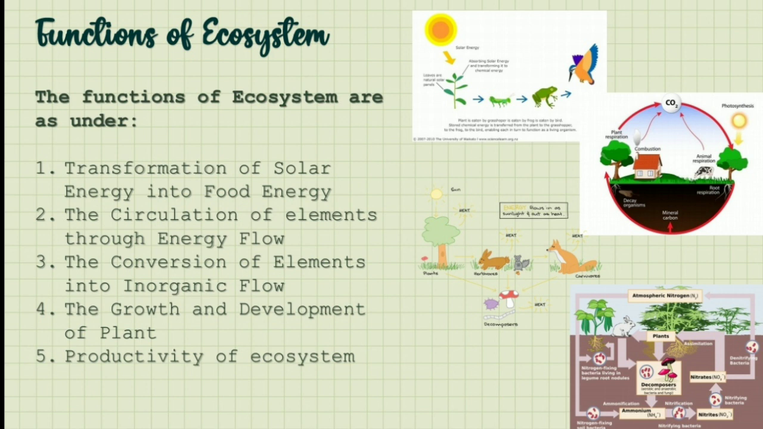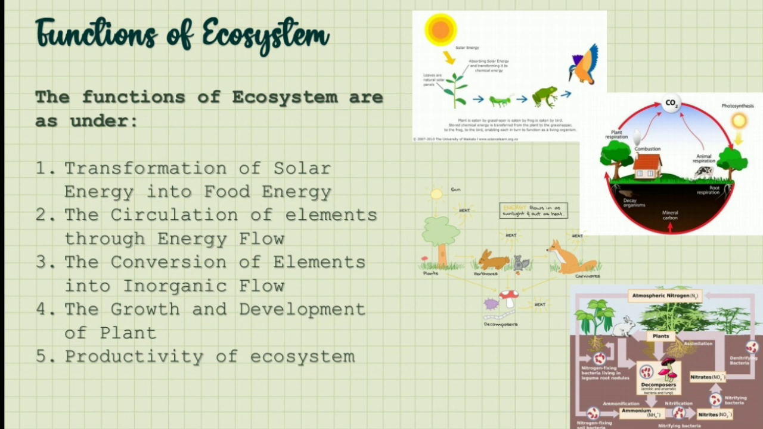First, we have transformation of solar energy into food energy. In this case, plants convert light energy into chemical energy through a process known as photosynthesis. Most of this energy is stored in compounds called carbohydrates. So the plants convert a tiny amount of the light they receive into food energy, absorbing solar energy and transforming it to chemical energy. Leaves are natural solar panels. A plant is eaten by a grasshopper, which is eaten by a frog, which is eaten by a bird. So its stored chemical energy is transferred from the plant to the grasshopper, to the frog, to the bird, enabling each in turn to function as a living organism.